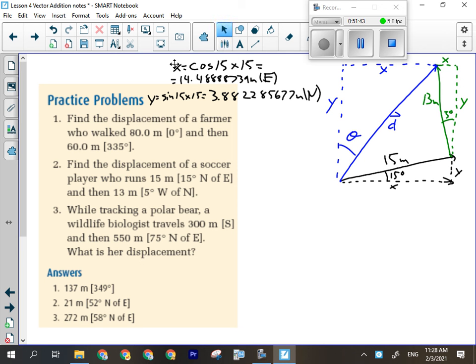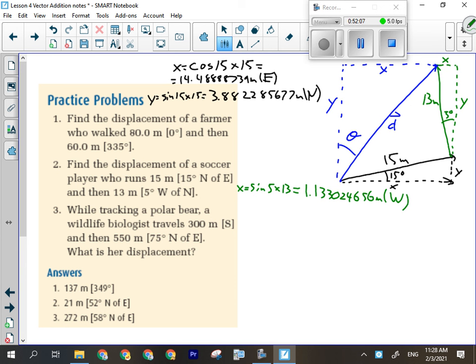If we're looking for the sides of the green triangle, okay, similar method here, right? We're going to find x. X on that triangle is opposite, so we're going to go the sine of 5 degrees times 13 meters. And that's 1.133024656 meters, and that's west.